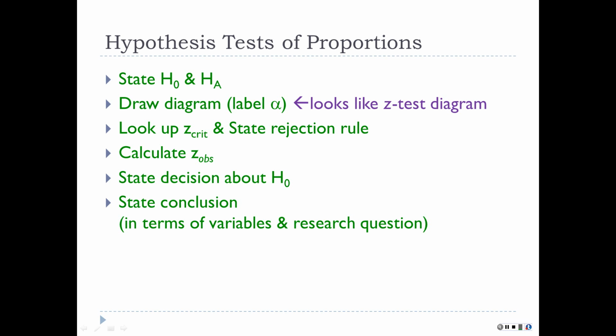So you find your z critical and you state your rejection rule, like if my z observed is greater than this value, then I'll reject the null hypothesis. You calculate z observed using the formulas we've seen before, using the proportions and the standard error of the proportion. And then you compare to z critical and state your decision about the null hypothesis. You state your conclusion in terms of the variables in the research question. As we always do, you're done.